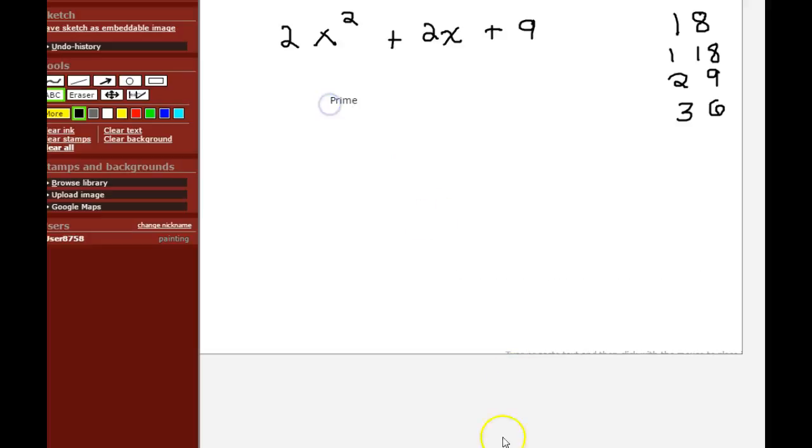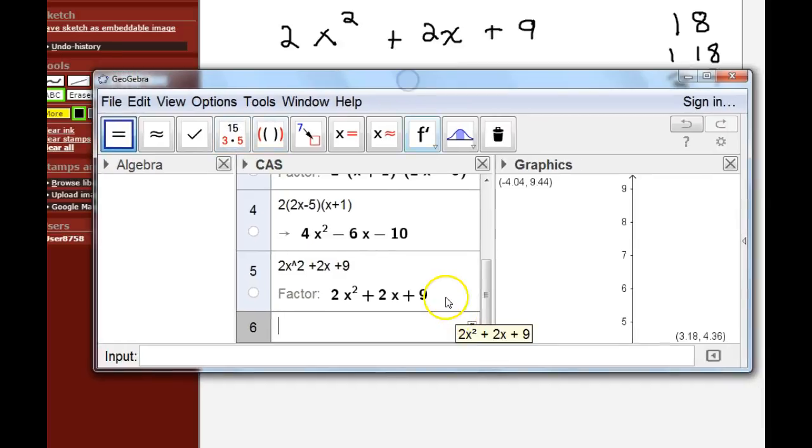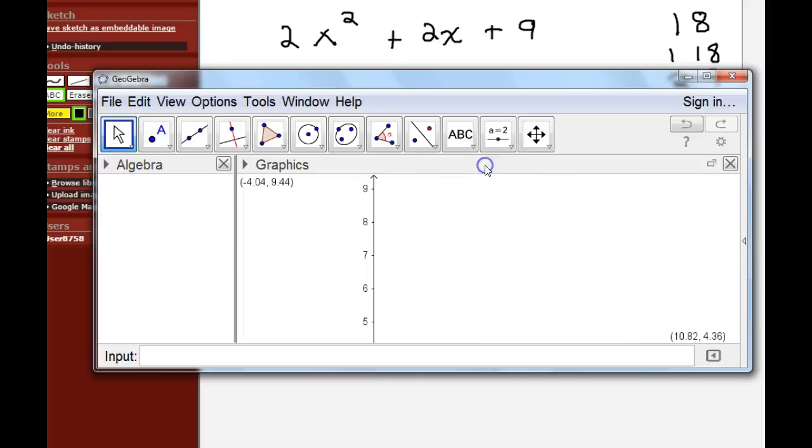So let's go see what happens if I put this into Geogebra, because I always like to see what would happen, okay? 2x squared plus 2x plus 9. I'm going to hit the factor button, and it comes back because there's no factors. It doesn't have something where it says it's prime. Now let's just see what it looks like if we graph it.